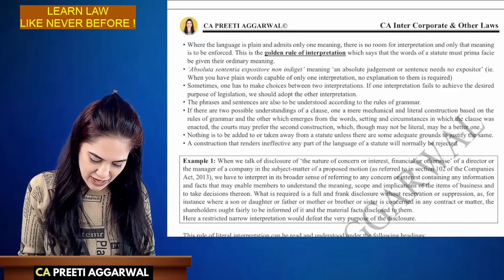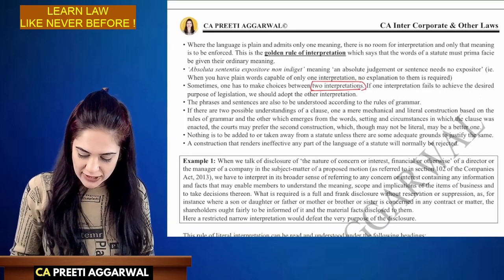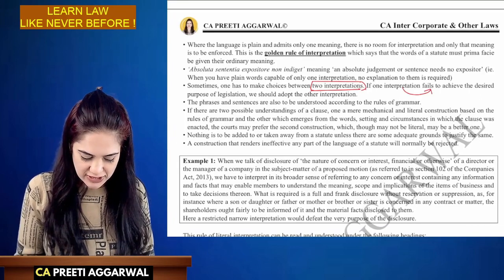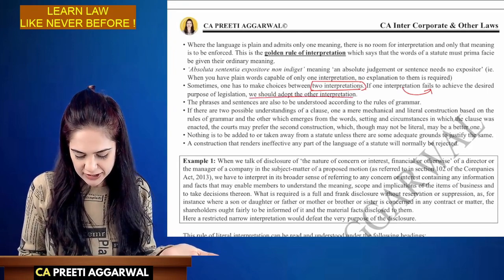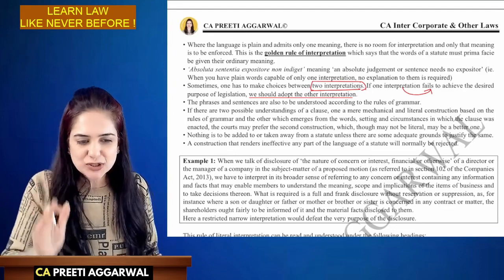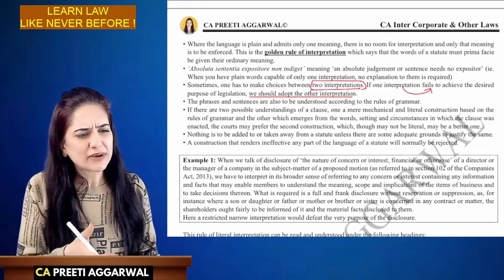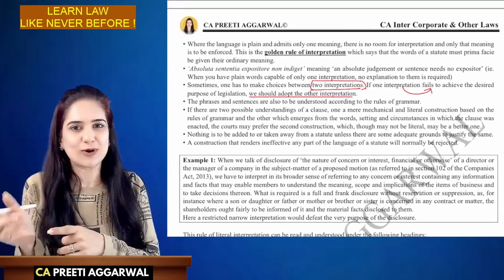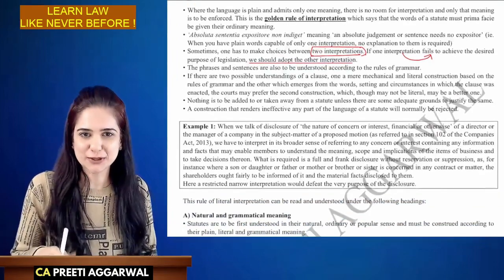When the words have two interpretations, you have to make a choice. Okay? If one interpretation fails to achieve the desired intention of the lawmaker, then adopt the other interpretation. So what they want to say is, go with the interpretation which actually brings out the true intention of the lawmaker. I don't think lawmaker had this in mind. This is more logical. Go with that. This is also advising the court on what they should do.